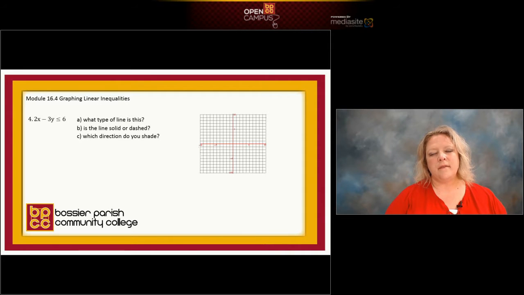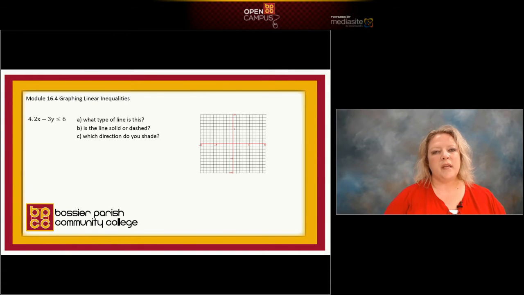So once I do that, the next thing I want to talk to you about is this test point thing. The test point is just to make sure that you shade in the correct spot. Now, you can pick greater than shades above the line, less than shades below the line. 99.9% of the time it works. But you always have that one random spot that's going to work for either way.